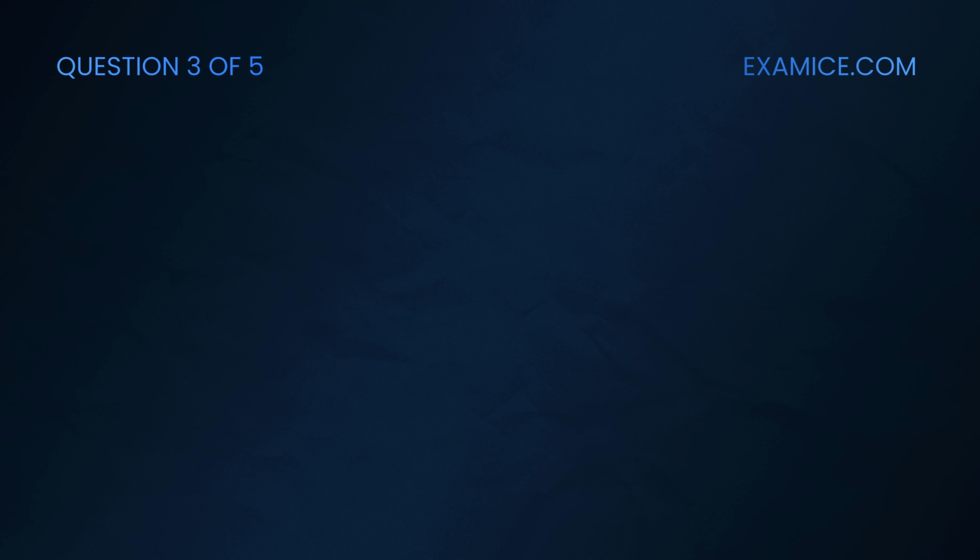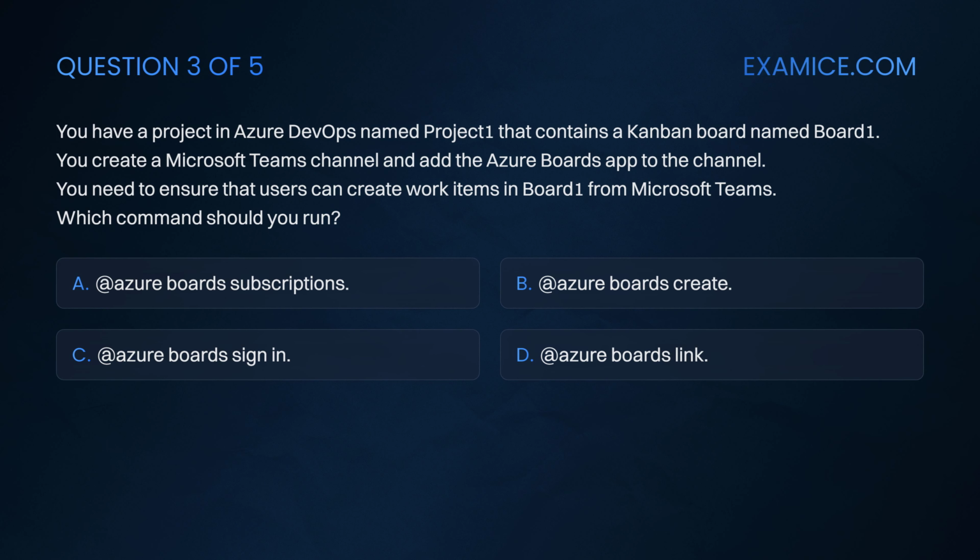Question 3. You have a project in Azure DevOps named Project 1 that contains a Kanban board named Board 1. You create a Microsoft Teams channel and add the Azure Boards app to the channel. You need to ensure that users can create work items in Board 1 from Microsoft Teams. Which command should you run? Option A. Add Azure Boards subscriptions. Option B. Add Azure Boards create. Option C. Add Azure Boards sign in. Option D. Add Azure Boards link.